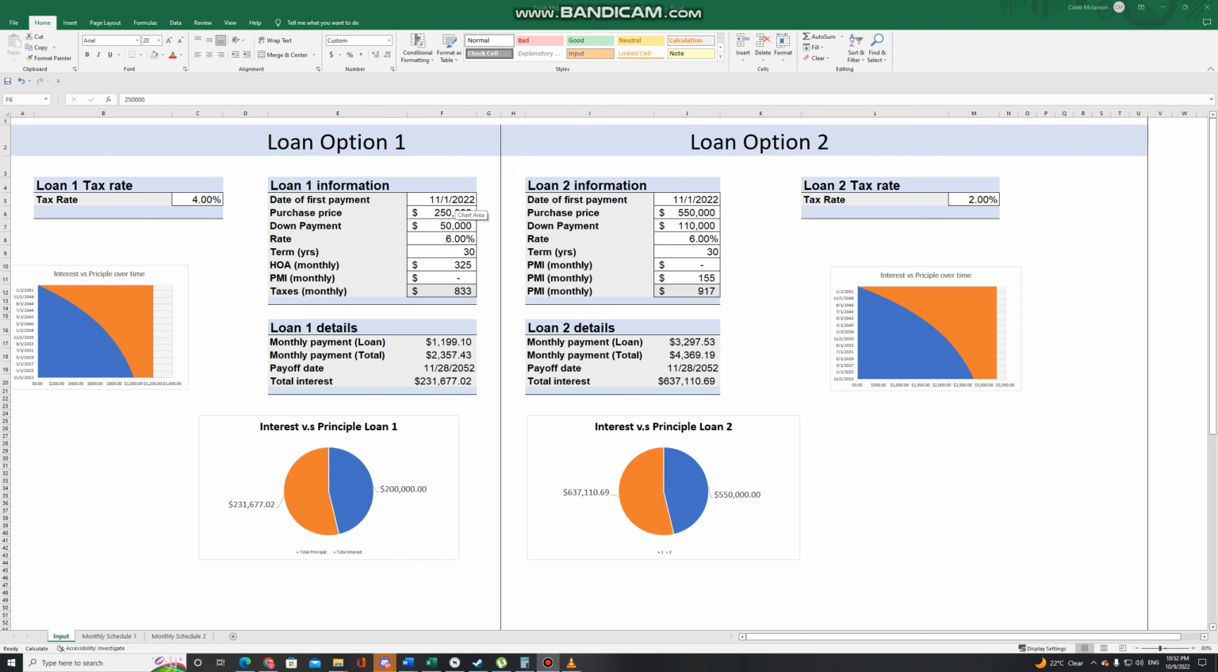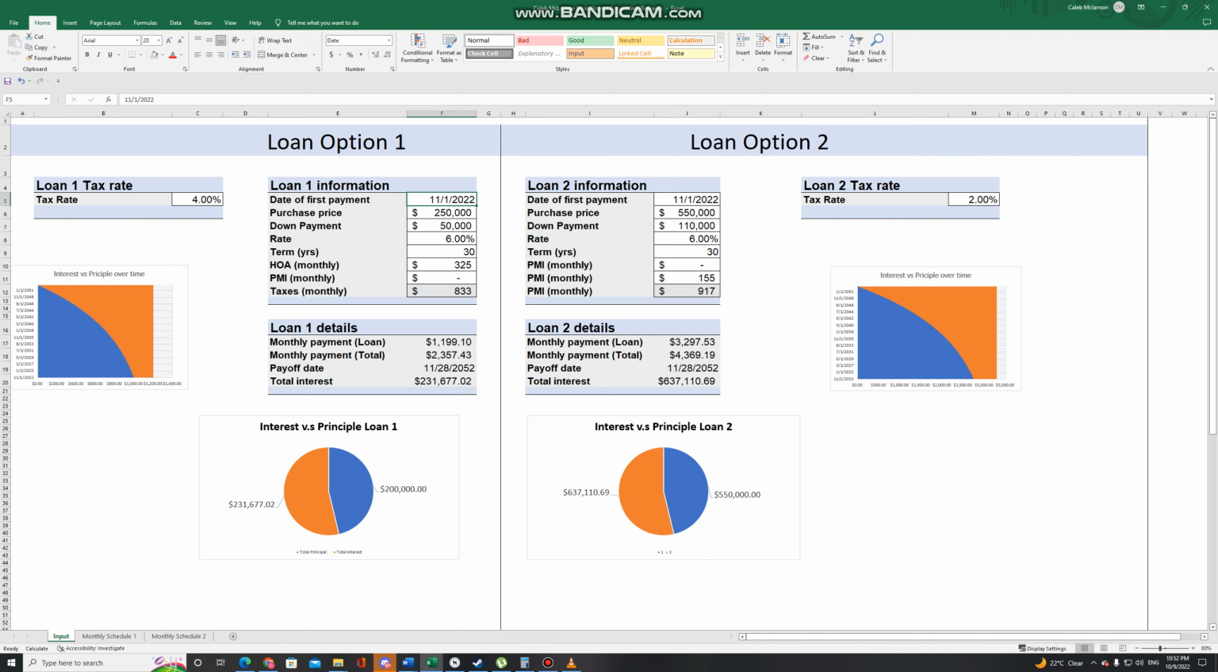Here's a model that I put together to compare different loan options for purchasing real estate. As you can see, the unhighlighted cells refer to where the user will input data. So let's start with the date of payment.